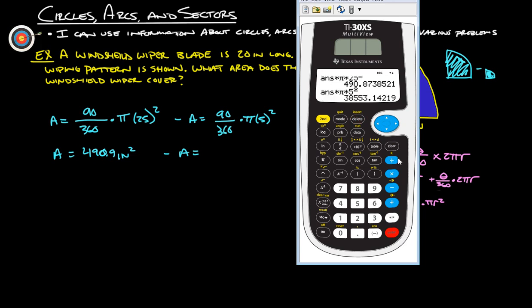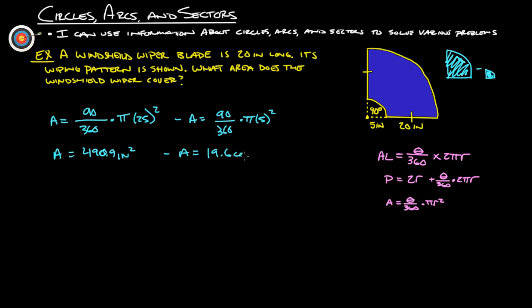That is not right, so let's just redo it. Okay, 90 divided by 360, that's our 0.25, right? Times pi times 5 squared. 19.6. Oops, not centimeters, but inches. Right, and then we just subtract those two.